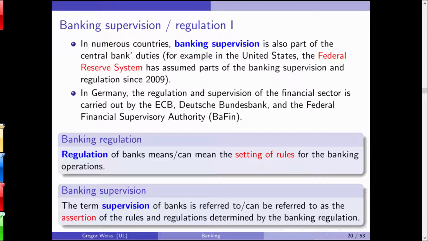And in the United States, for example, the Federal Reserve System has certain regulatory and supervisory responsibilities for the banks in the US. In Germany, it's not more complicated, but just as complicated as in the US. In Germany, we have three authorities. We have the European Central Bank at the top, Deutsche Bundesbank, and the Federal Financial Supervisory Authority, the BaFin in Bonn, which is the Bundesanstalt für Finanzdienstleistungsaufsicht.